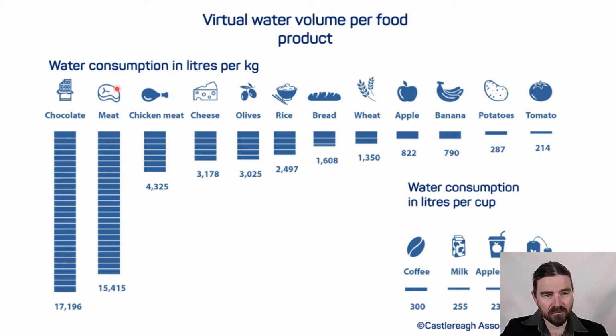So meat here, this is red meat. Chicken meat is much less, doesn't use anywhere near as much water. And then have a look along here. Actual vegetables and fruit don't use anywhere near these. The biggest use ones are animal products. I'm vegan, so that's not my problem.